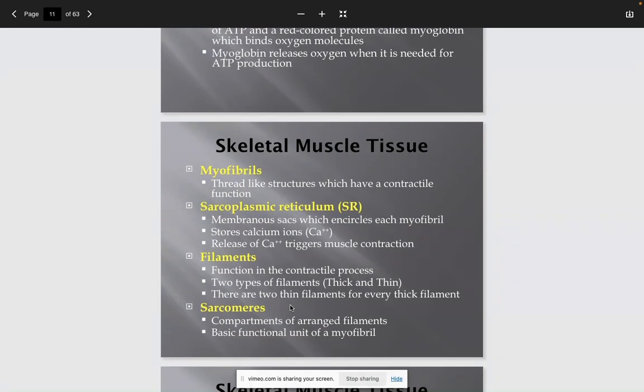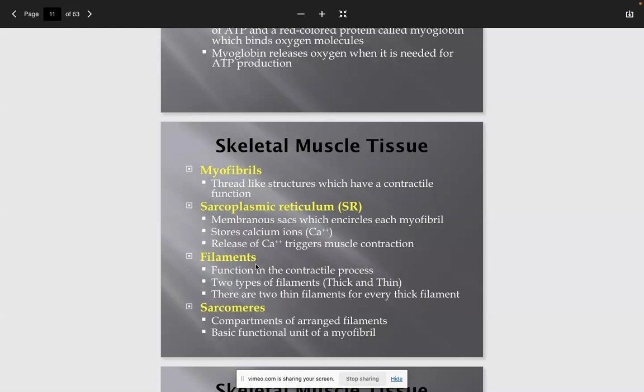So some more terms to become familiar with. Myofibrils are going to be thread-like structures which have a contractile function. The sarcoplasmic reticulum is kind of like the endoplasmic reticulum of the animal cell. Okay, this is going to be membranous sacs which encircle each myofibril. What I want you to know is they store calcium ions. That's what's important for the sarcoplasmic reticulum, because calcium, as we know, is going to be important for muscle contraction. So again, the sarcoplasmic reticulum stores calcium ions. The release of calcium triggers muscle contraction.